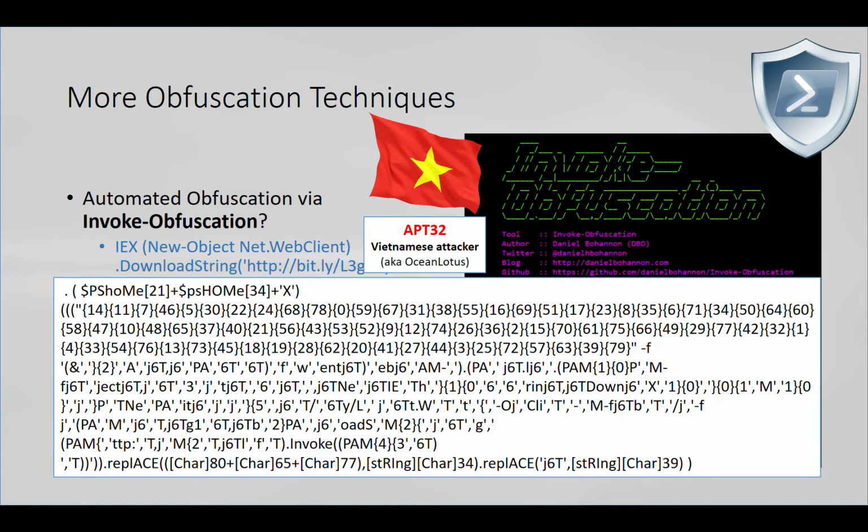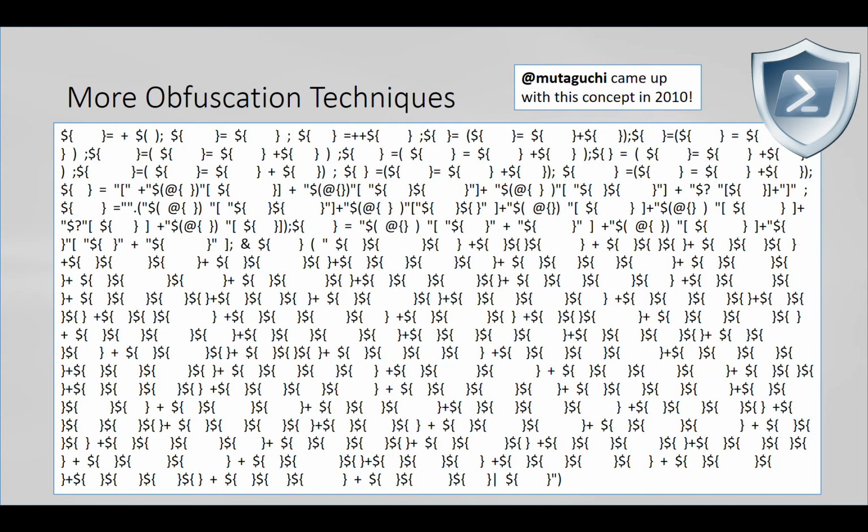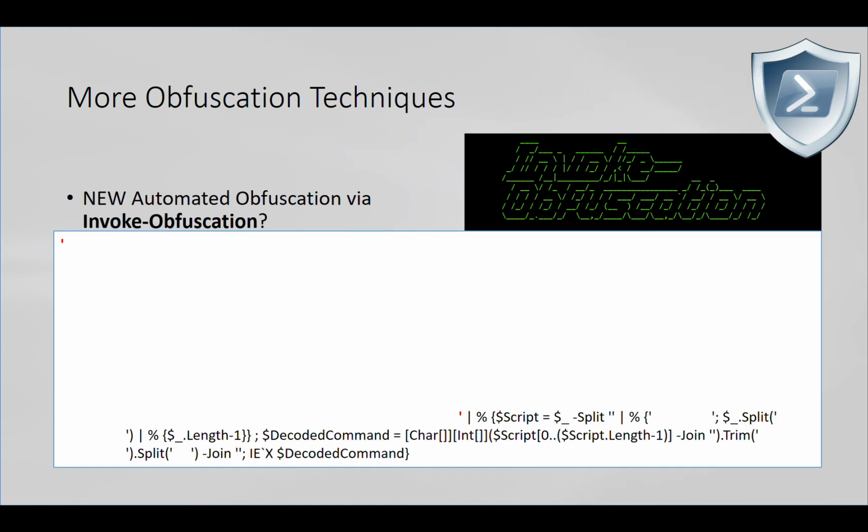Here's another example from APT32, a Vietnamese attacker also known as Ocean Lotus. Again, does the same thing, but good luck writing a signature against that. What if somebody decides to use only special characters as their obfuscation? What are you going to do then? Maybe all the variable names, maybe they're just white space. But hey, why stop at just variable names as white space? What if the entire PowerShell script itself was white space?